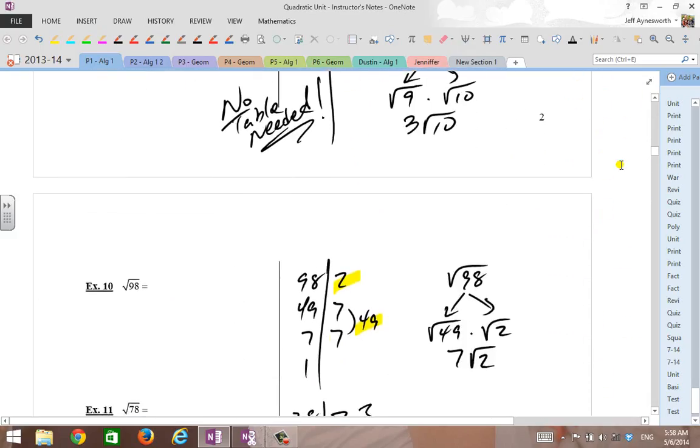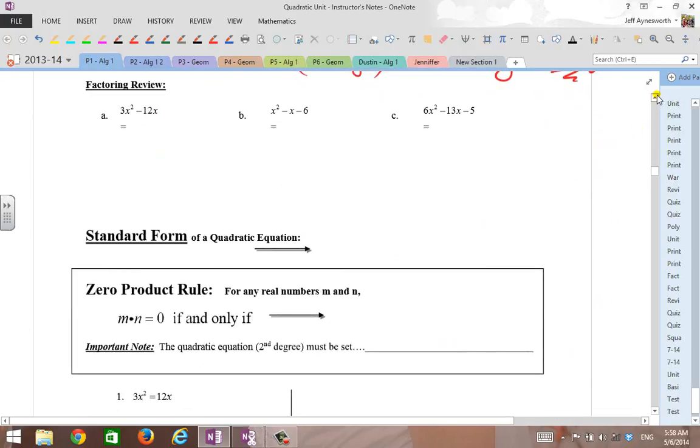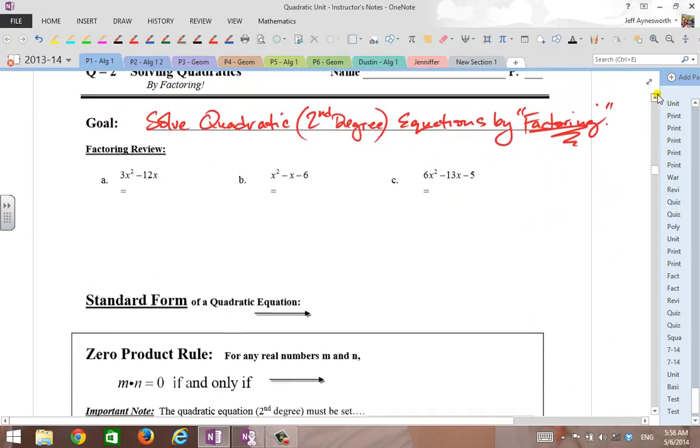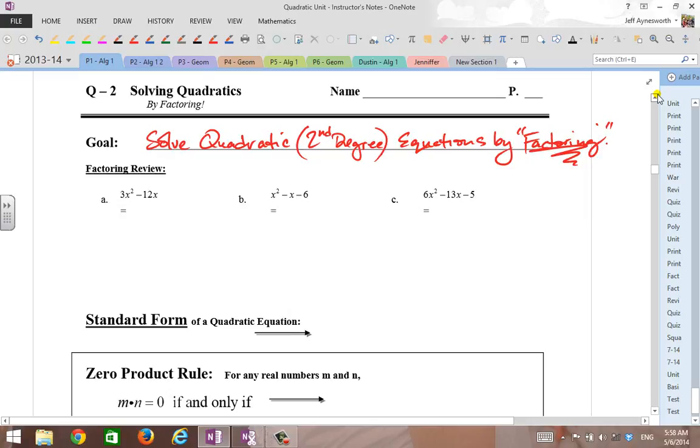So let's get right into it. Let's go back to our lesson on how to solve quadratics by factoring, and let's review first the factoring techniques that we explored in the prior unit, when we talked about how to factor polynomials.